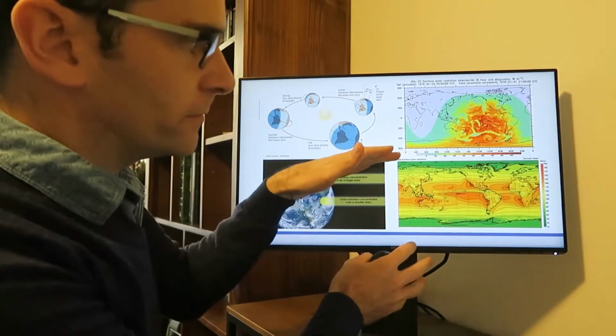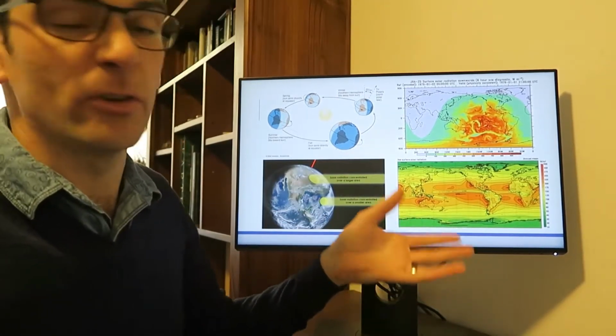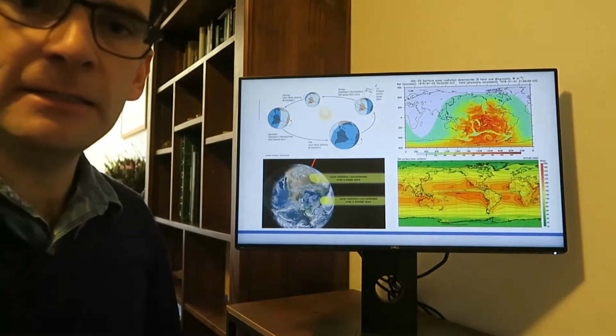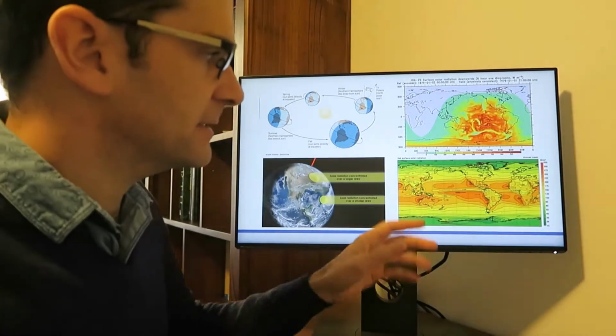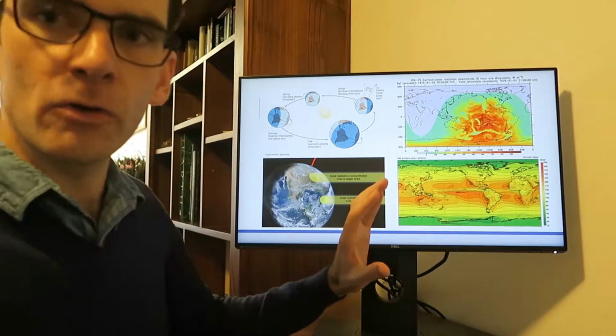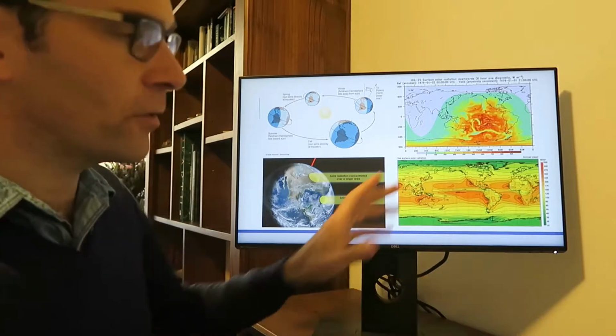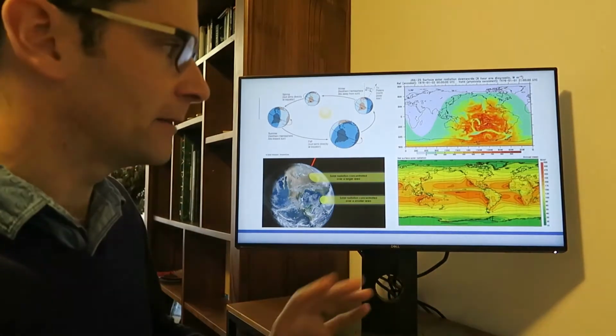If we take the average of every single day over numerous years, we end up having a graph which looks like this. So this shows us the average amount of solar radiation spread across the entire globe, averaged for decades.